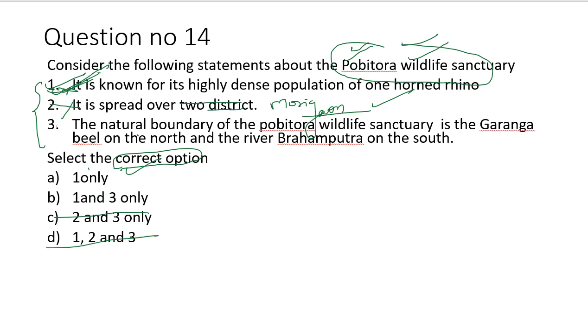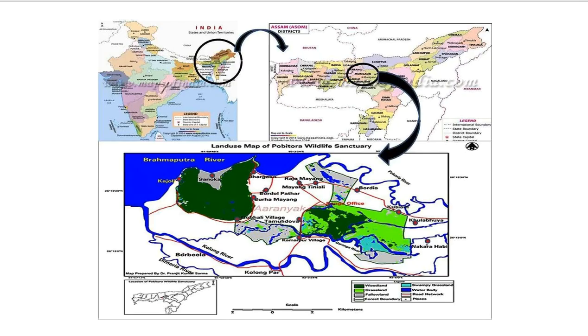Let us see the third statement. The natural boundary of Pabitra Wildlife Sanctuary is Ganga Beel on the north and the Brahmaputra River on the south. This statement is wrong because the Brahmaputra River is on the north side of the Pabitra Wildlife Sanctuary. So statement 3 is also wrong. Only statement 1 is correct, so A is the correct option.